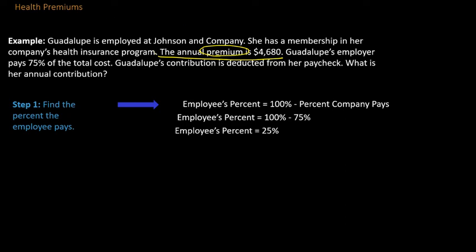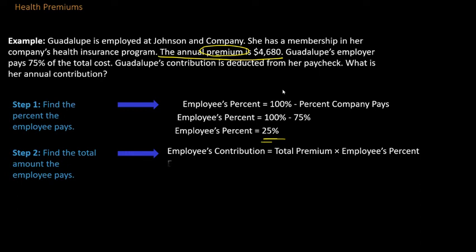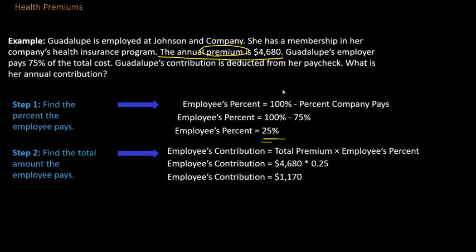This amount of money has to be paid between her and her employer. So they're picking up 75% of it. She picks up the other 25%. So from here, if we know that annually Guadalupe is paying 25% of her annual premium, then we just need to find 25% of that number. So 25% of $4,680 is $1,170. So her annual contribution is $1,170.